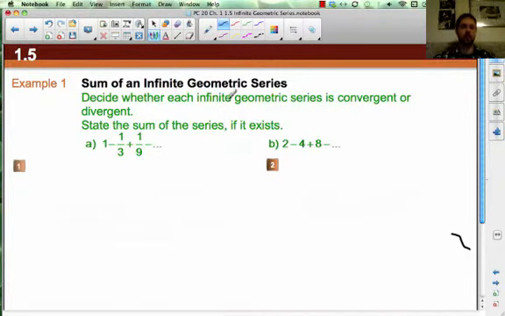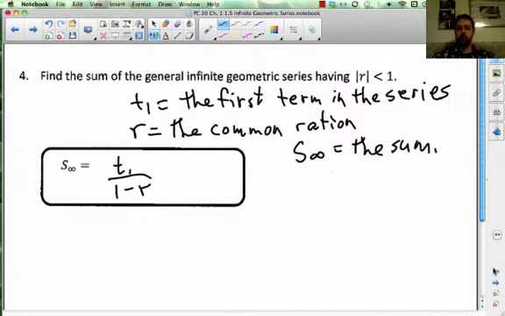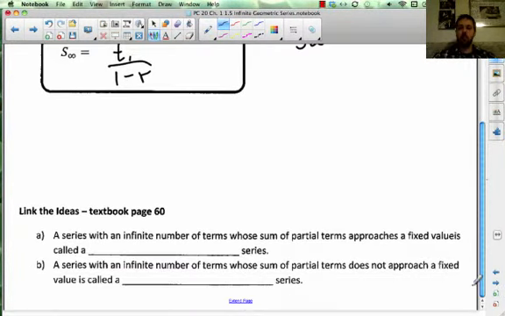So let's try a couple here. Decide whether each infinite geometric series is convergent or divergent. State the sum of the series if it exists. Now, we haven't really come across these words yet. Oh wait, we were supposed to have. There they are. Okay. A series with an infinite number of terms whose sum of partial terms approaches a fixed value is called a convergent series.